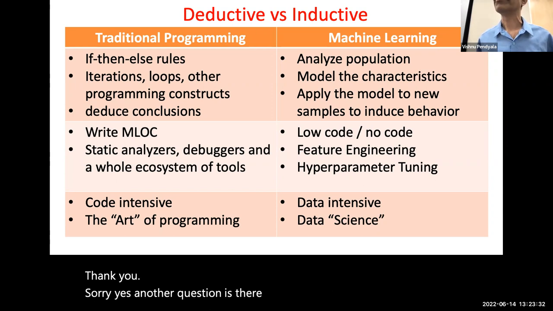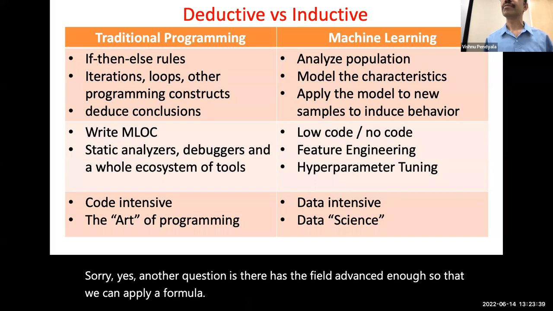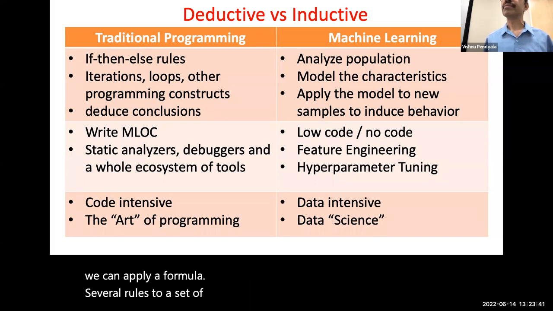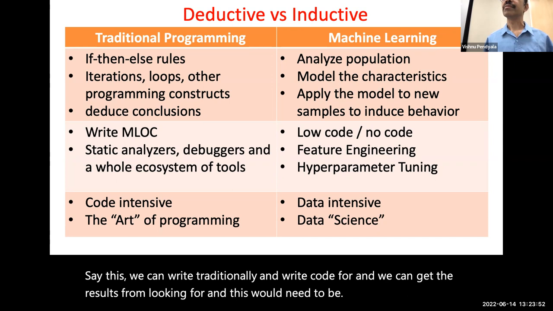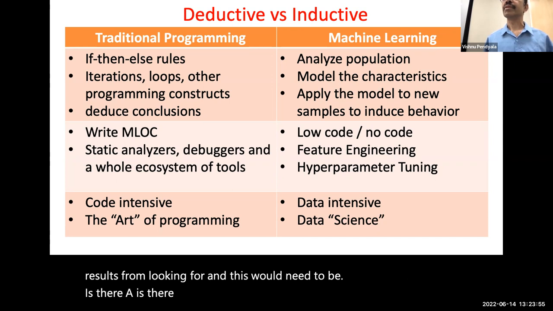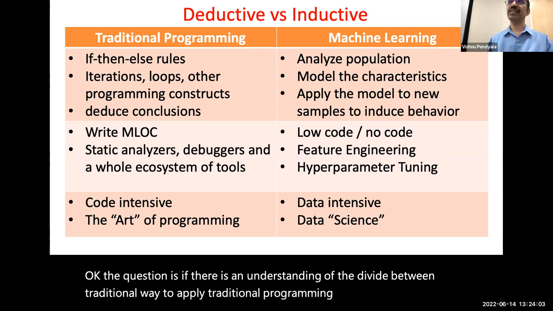Has the field advanced enough so that we can apply a formula or set of data and say, this we can write traditionally by code, and this we need to... is there an understanding of where that applies? Okay, the question is if there is an understanding of the divide between where to apply traditional programming and where to apply machine learning.